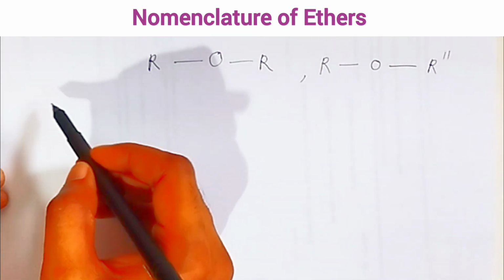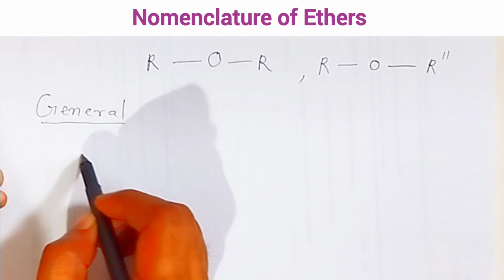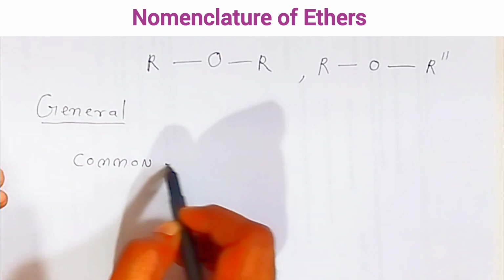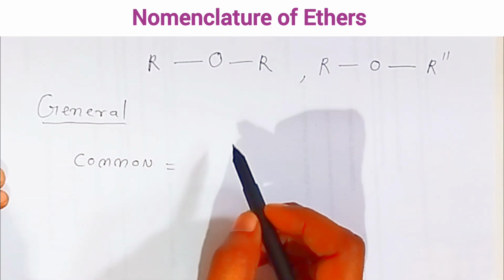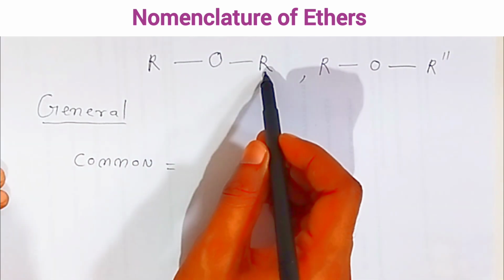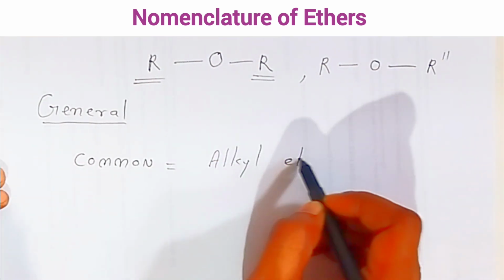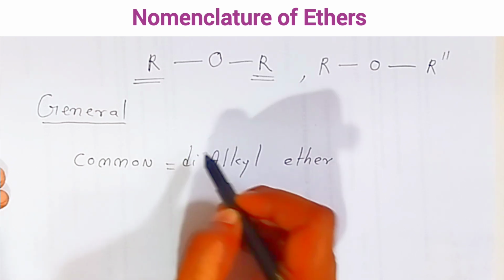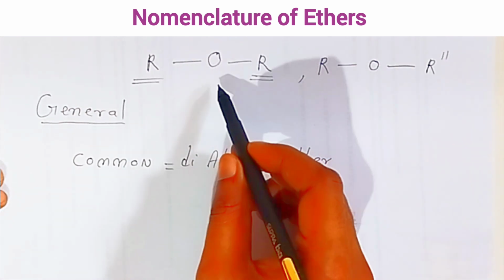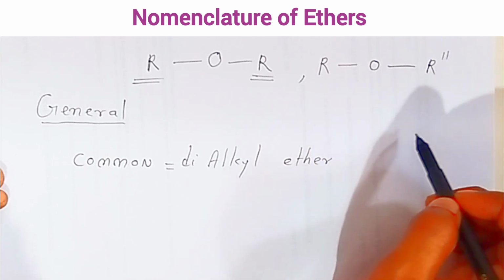So how to name them in general? In the common system, since there are two alkyl groups attached to oxygen, we call it alkyl ether. This is the common name, alkyl ether. If there are two of the same, we write dialkyl ether for a symmetrical ether. If the groups are different, then we write alkyl alkyl ether.